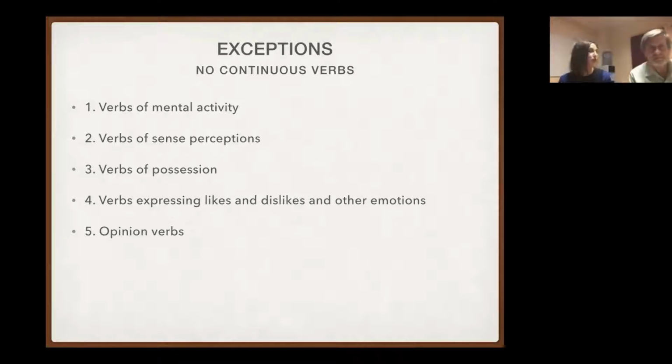So another group is verbs expressing likes and dislikes and other emotions. What are those emotions? Verbs like to envy, to fear, to dislike, to like, to hate, to hope, to love, to mind, to prefer, to regret, to want, to wish. Quite a few of them, but also such verbs as like, love.